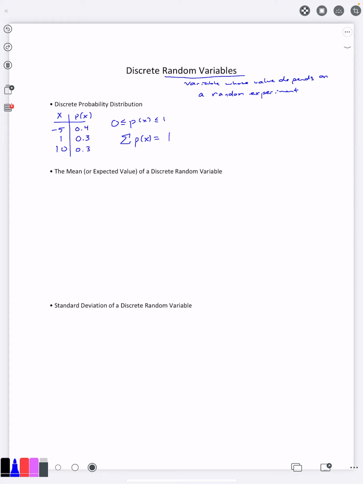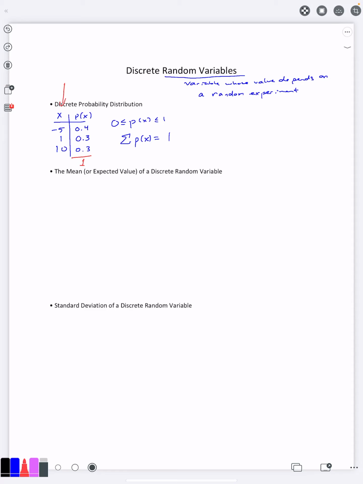You can check each one of those probabilities between 0 and 1. And if you add them up, you get a total of 1. Notice that we don't care about the value of x. The value of x can be negative. The value of x can be more than 1. That can be whatever number you feel like putting there. It's the probabilities that have to be between 0 and 1 and add up to 1.